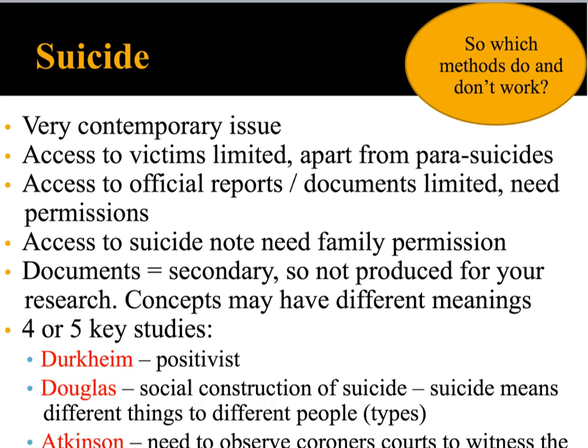There are 4 or 5 key studies when you want to consider suicide who use slightly different methods. You've got Durkheim, who's a positivist and analysed official statistics from several European countries. Only Europe, so therefore can be criticised for being Eurocentric. You've also got Douglas's study, argued that suicide statistics were socially constructed. Douglas did categorise suicide into 4 different types, and he said that suicide means different things to the different victims of suicide.